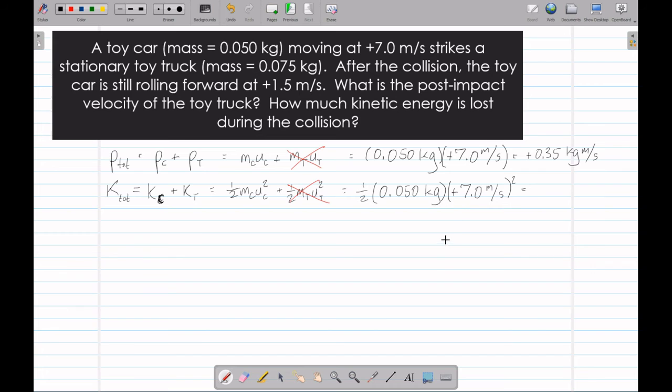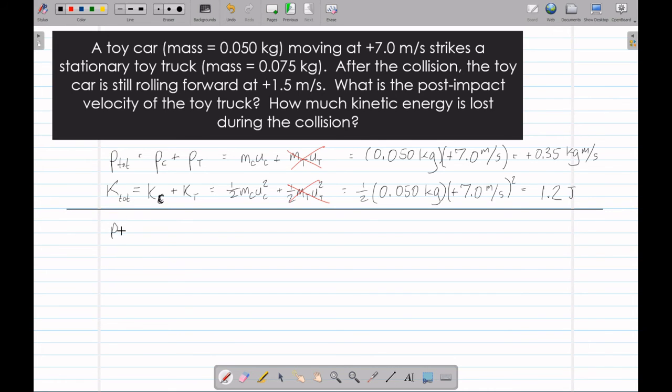All right, so we go ahead and punch all those numbers into your trusty calculator, round your answer down to 2 significant figures, and you find that the kinetic energy of the car is 1.2 joules, and therefore this is the total kinetic energy of the system prior to the collision. Now I'm going to go ahead and draw a line there to separate before the collision from everything that happens after the collision.